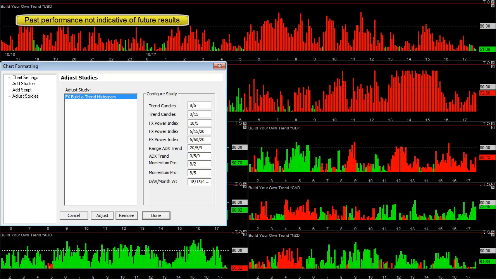I've weighted the longer term monthly trend 4%, weekly trend 13%, and daily trend 18%. And the rest of them pretty much are very fast intraday statistical time frames. Some of them measure the percentage, in this case dollar pairs, that are going up or down versus other pairs, and some of them, such as the range ADX trend, this other one, which I'm not using, Momentum Pro, measure the intensity.